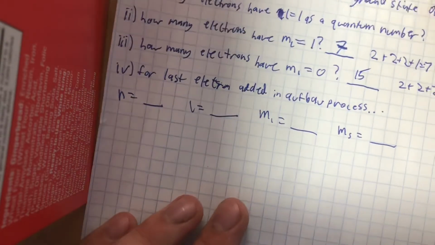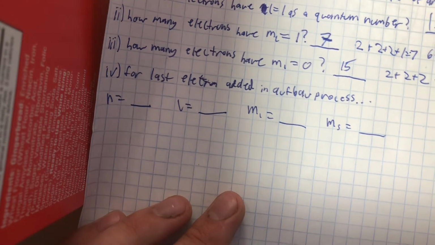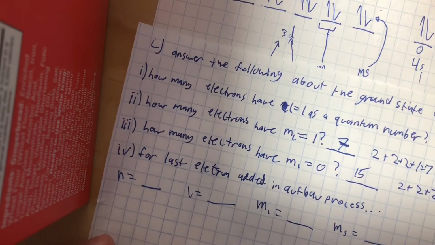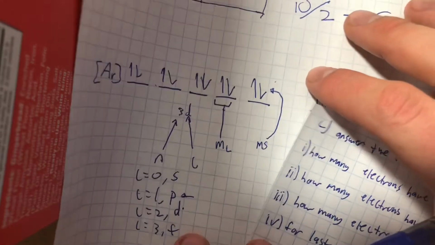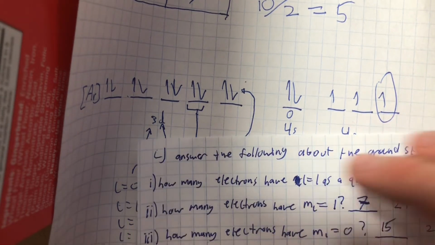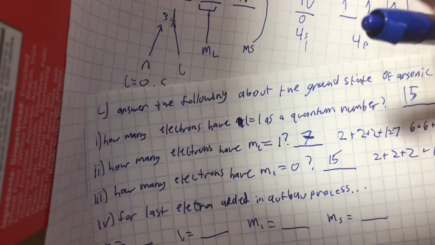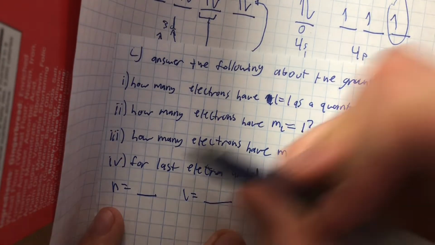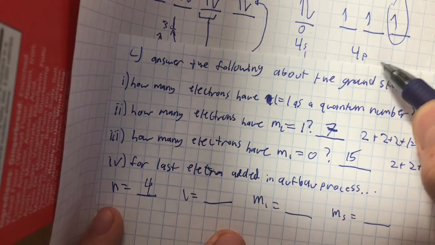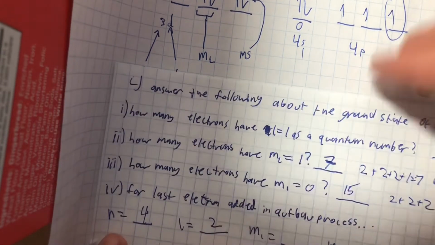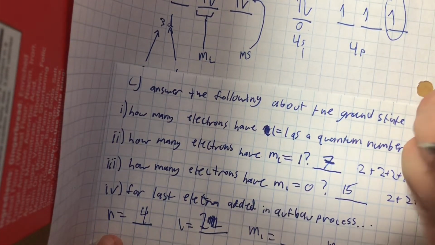Okay, and the last part of this whole thing says, for the last electron added in the Aufbau process, what are these quantum numbers? Okay, the last electron added, you can't really see this. The last electron added is this one here. So we're just talking about that electron. So what is its n value? 4. What is its L value? Remember, it's p, so that's going to be 2, right? Yes. No. It's 1. Good thing I checked. You should always check.